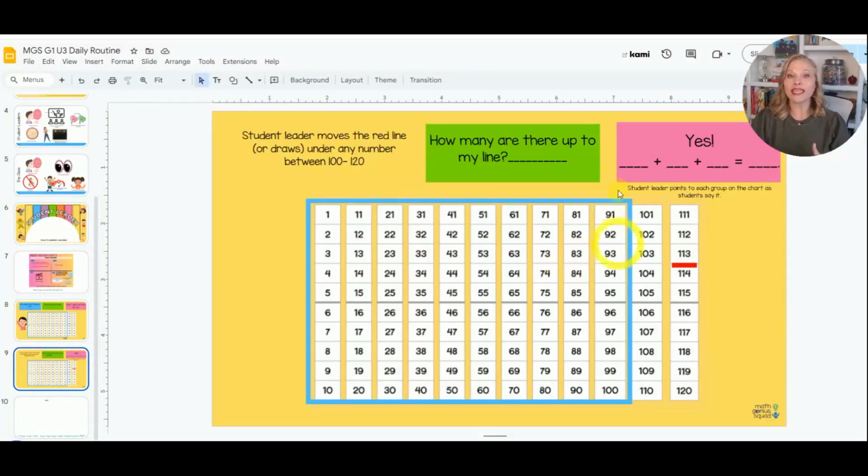The student leader would say, yes, there's 100 plus 10 plus 3 equals 113. Now, if you also want them to write it, they can. You can write it as the expanded form as students are saying it, but the student leader is really pointing to how much it is. So how much are there to 113? Yes, there's 100, 10, 11, 12, 13. So 100, 10, and 3 ones makes 113.